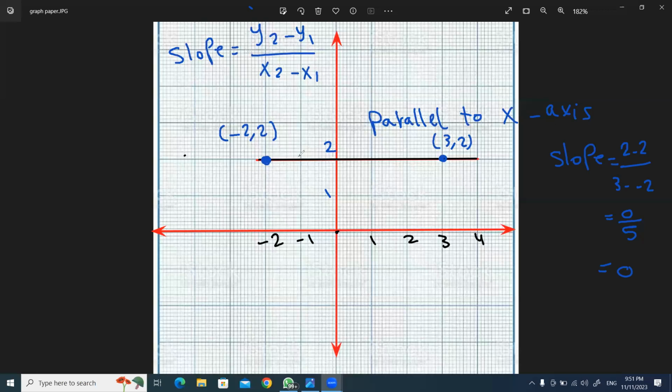Okay, here we have a line. This line is parallel to x-axis, and I want to get the slope of this line. So we can take 2 points like these 2 points, -2 and 2, and another point like 3 and 2. And you know that the slope is the change in y over the change in x. So the slope is y2 minus y1 over x2 minus x1. Okay, so the slope here is going to be 2 minus 2 over 3 minus -2, which is 0 over 5 equals 0. So the slope of any line parallel to x-axis equals what? Equals 0. The slope of the line which is parallel to x-axis equals 0.